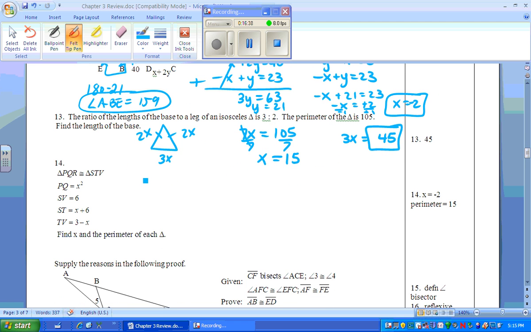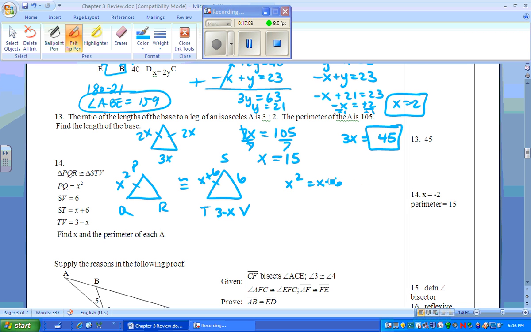14, we have two triangles. We have triangle PQR, and we have it congruent to triangle STV. These two triangles are congruent. PQ is x squared, SV is 6, ST is x plus 6, and TV is 3 minus x. We know that these two pieces are congruent, so I got x squared is equal to x plus 6.